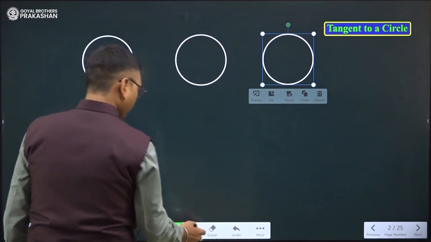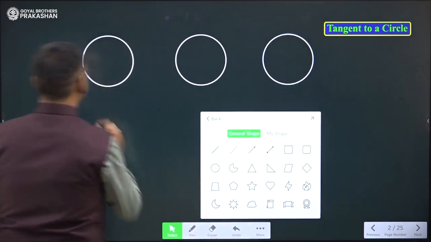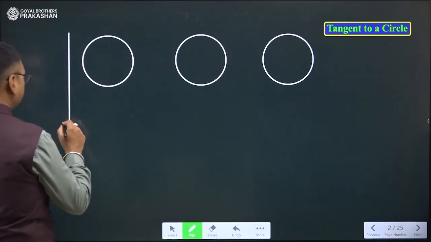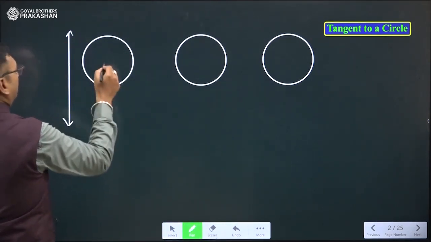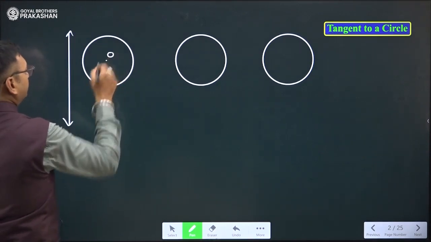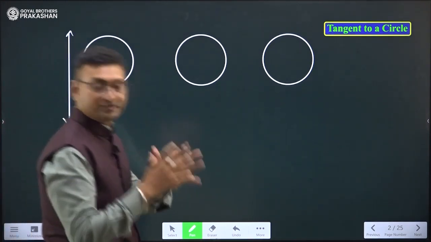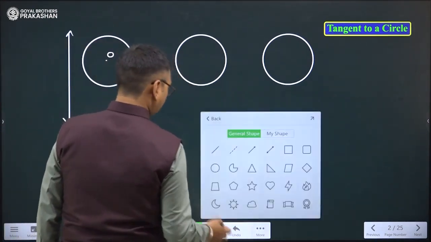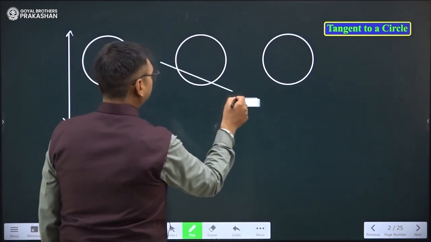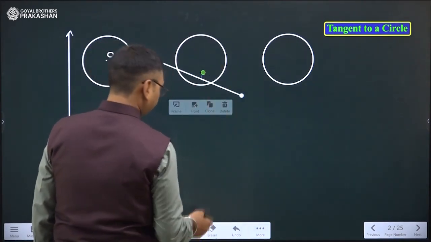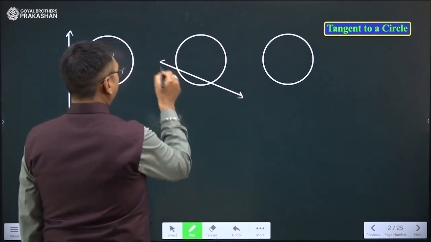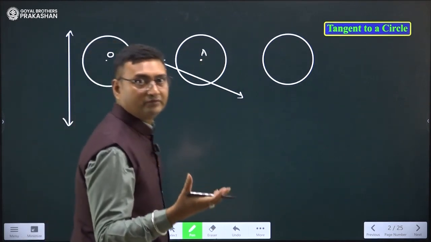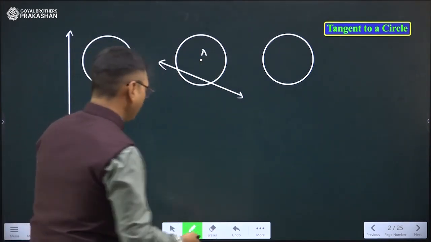Let's say we are having a line segment. Let's say this is a line, and let's say this is center O. We have the first case. Now if we have a line which is passing through the circle, let's say something like this, and let's say its center is A. We can name it by any letter.